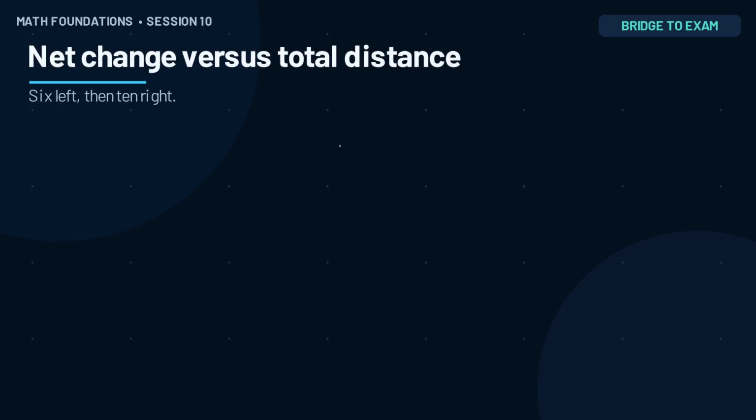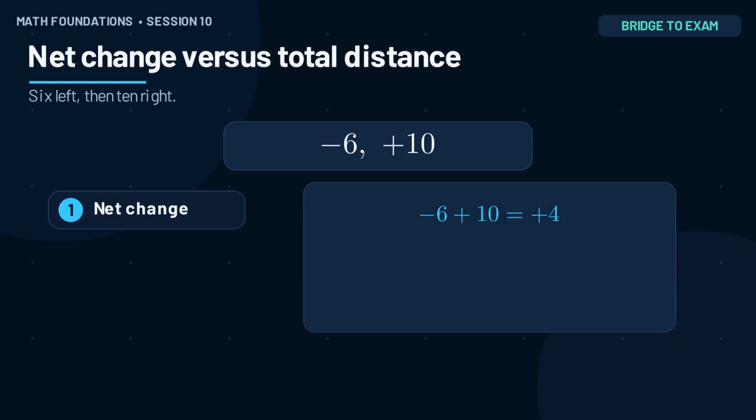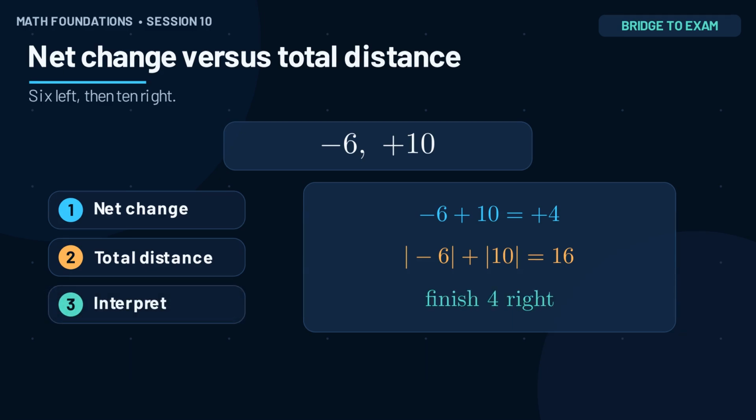A movement of 6 units left followed by 10 units right has two different summaries. For net change, combine negative 6 plus positive 10. Subtract magnitudes to get positive 4. For total distance, ignore direction and add the lengths traveled. 6 plus 10 equals 16.